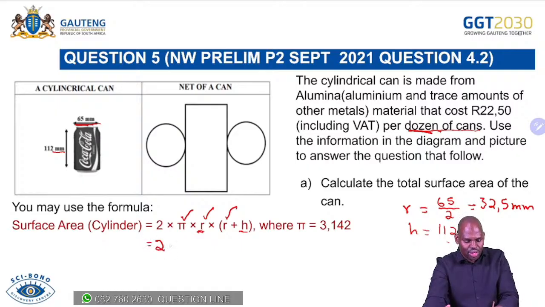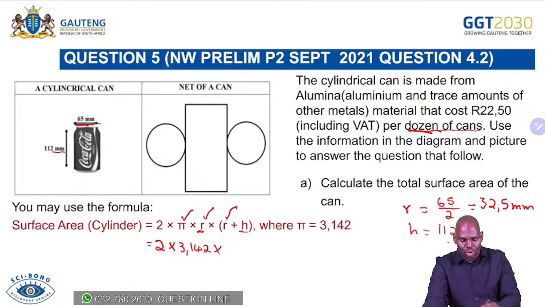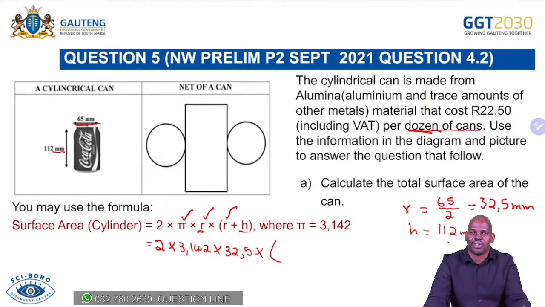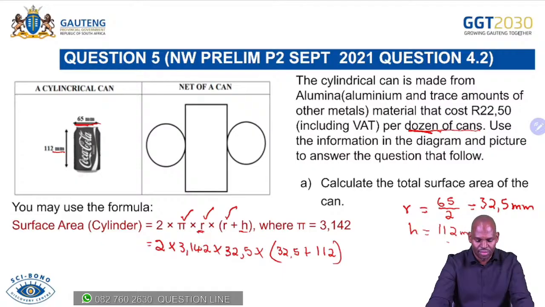So do the substitution. 2 times 3.142 times the radius, which is 32.5, then times, open bracket. Inside the bracket, it must be the radius, which is 32.5, plus the height, which is 112. Close the bracket. Now we need to simplify.